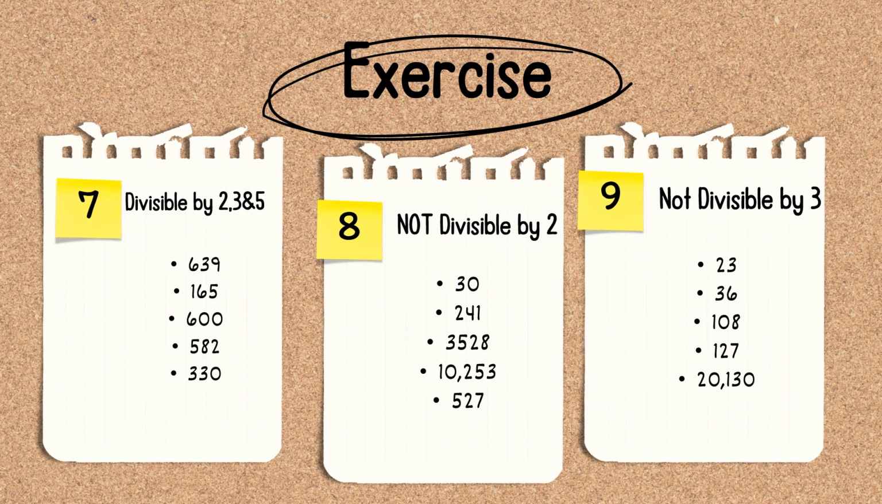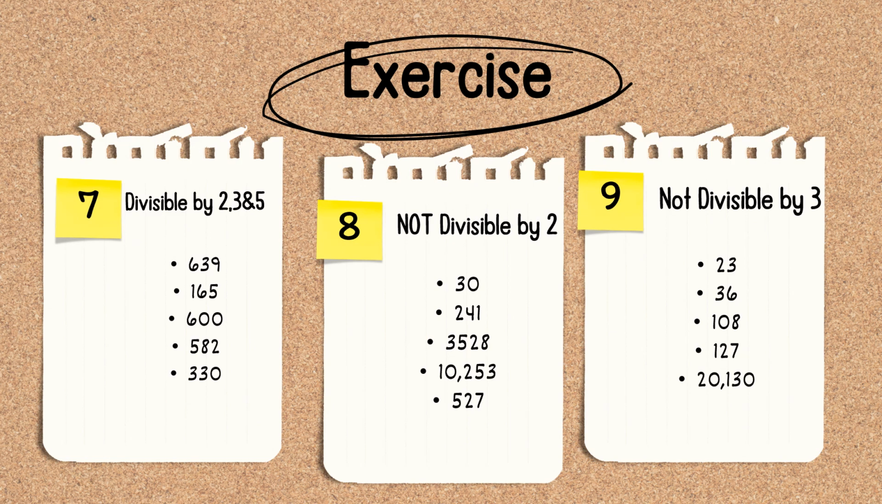600. Oh, this number may be chosen. Why? We have 0 in the last digit, so it applies the rule of 5. Because of the 0, it is an even number, so it applies the rule of 2. What about 3? Let's add the sum of the digits. 6 plus 0 plus 0 equals 6. 6 is a multiple of 3, or divisible by 3.